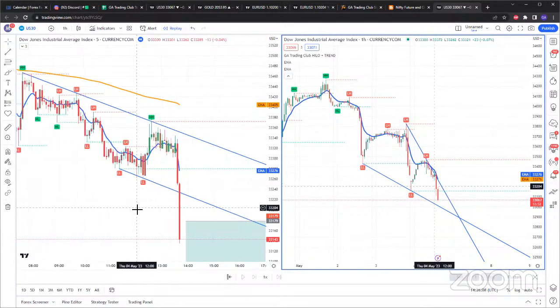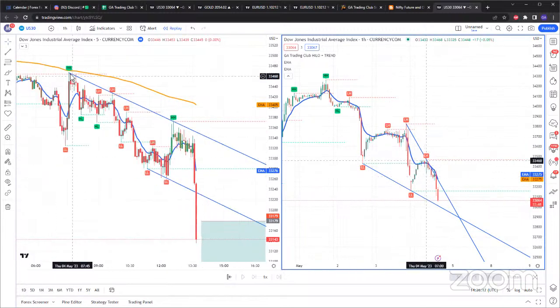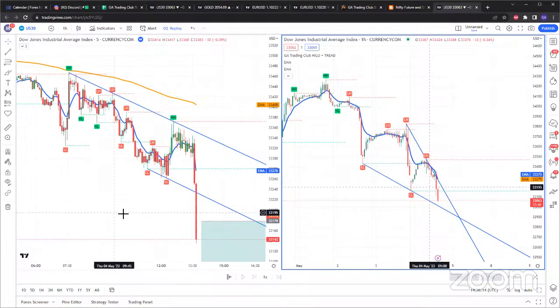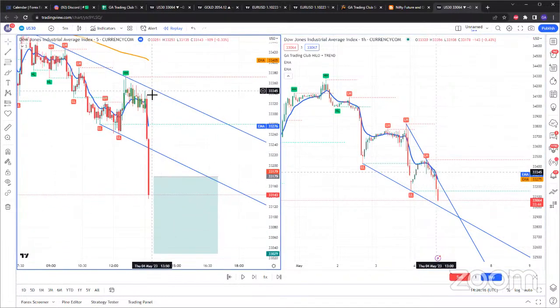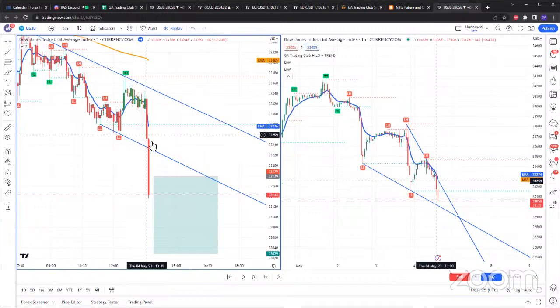So what did I see here? I drew my trend lines on the hourly, the chart to my right, and I drew my trend lines right here on the 5 minutes. I trade on the 5 minutes. So what did I say? I said that price broke this trend line to the downside, and this trend line is a static trend line. That's observation number one.